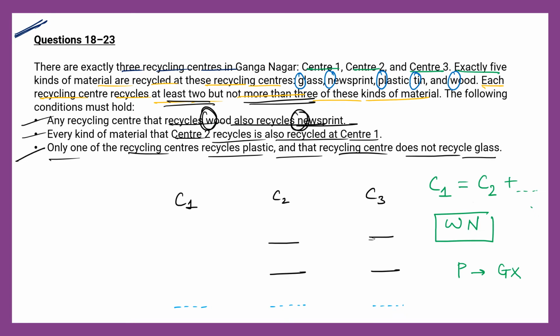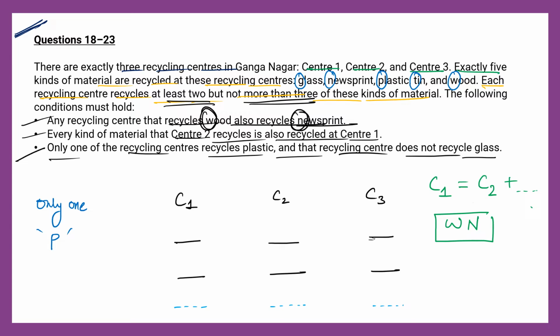Now, I want you to think about this rule for a moment, okay? If it says that only one, right? Only one recycles plastic. Which one could that be, right? Could that be C1? Could that be C2? Could that be C3?